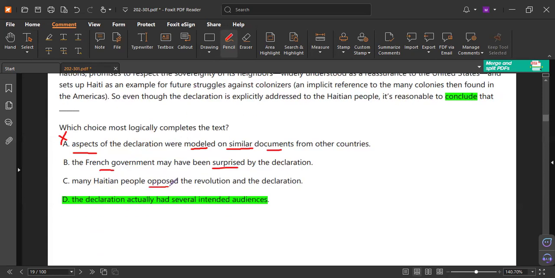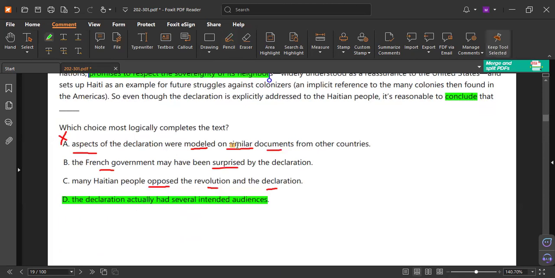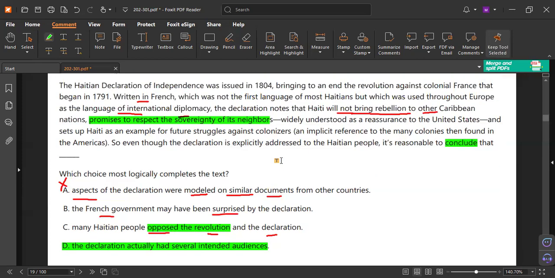May Haitian people opposed to revolution and declaration, but how they make this agreement for that? That they will not bring rebellion. How they will bring rebellion? He said, will not, because this is declarations, an agreement not to do that, and to respect sovereignty of neighbors. So that means it's opposite. Feel it? So letter D, declaration actually had several intended audiences. That means the people will accept it. Feel it? Yes. That's why.